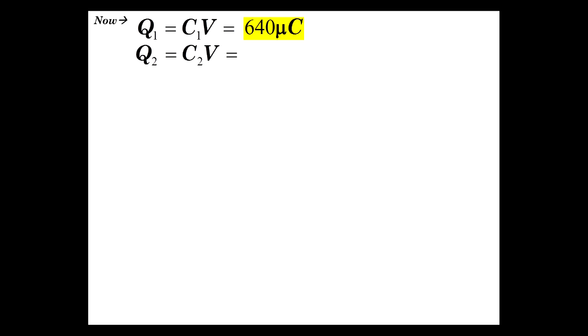Okay, now let's go ahead and get the charges on the two capacitors. So Q1 is, by definition, C1V. Q2 is C2V. Charge is capacity times volts. So we got 640 microcoulombs. After all, what's C1 times 80 and C2 times 80? So we have 640 and 320 microcoulombs. Now they should add up to the original charge, and in fact they do, because charge is always conserved.